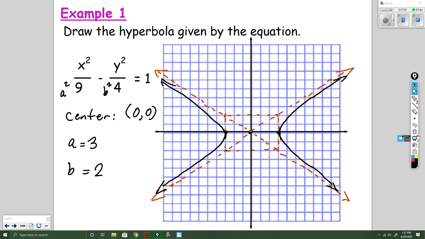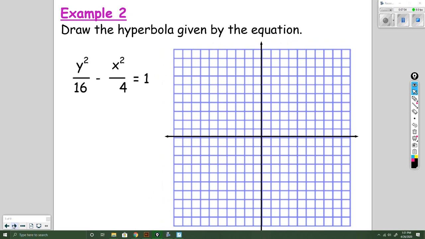Obviously, we're going to ramp up in difficulty as we go on. Now, this one's a little bit different. So notice nothing is happening to x, so that means the x value or the x coordinate of the center is going to be 0. Nothing's happening to y, so that's the same. So we're still at the origin here in terms of the center.